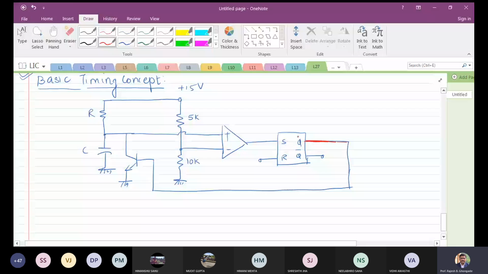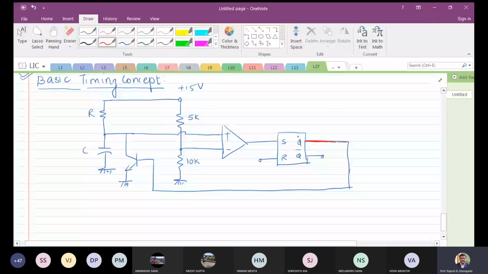I'll call this transistor T. Okay, so assume Q is high, then T is on, that is, the transistor is on and the capacitor is short circuited. So it is not allowed to charge.